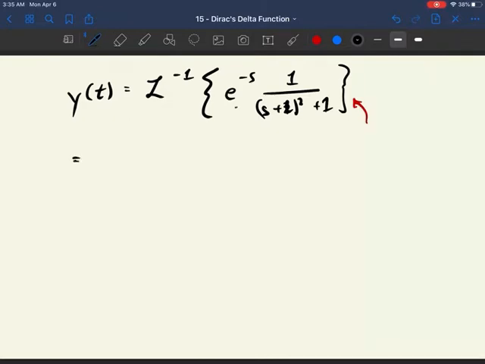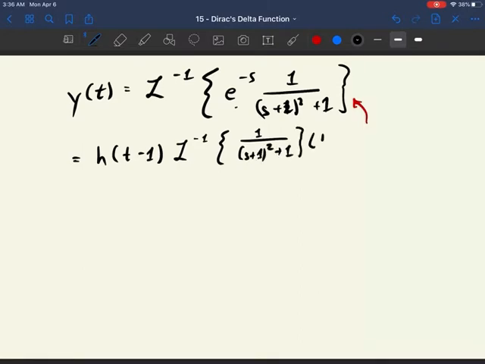All right, so this is what we were working with before. So what is that going to be equal to? Well, to take care of this e to the minus s, we're going to be multiplying by h of t minus 1, because this is e to the minus 1s. And then it's going to be the inverse Laplace transform of 1 over (s plus 1) squared plus 1, but plugging in t minus 1. All right, so let me clean up my 1 there. It looks ugly.